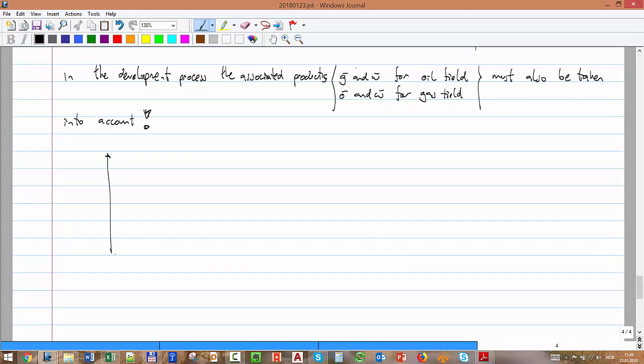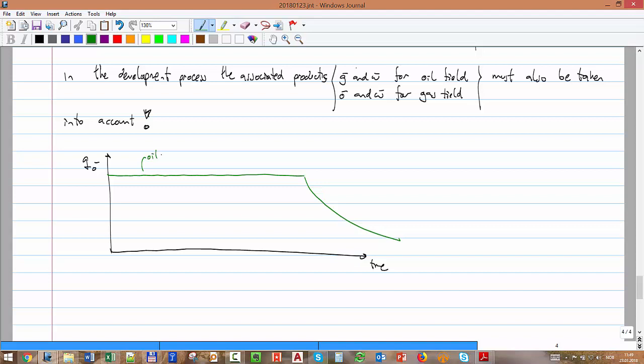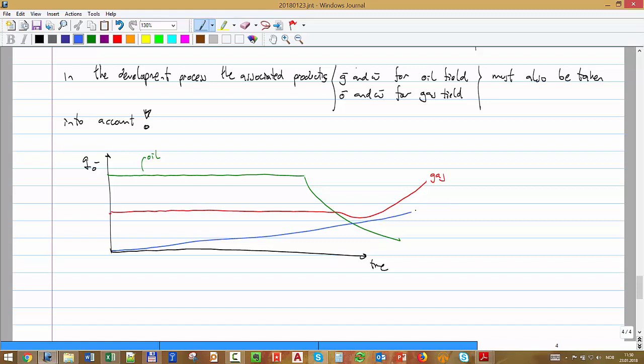For example, if we have a field, usually the colors we use are green for oil, red for gas, and blue for water. Okay.